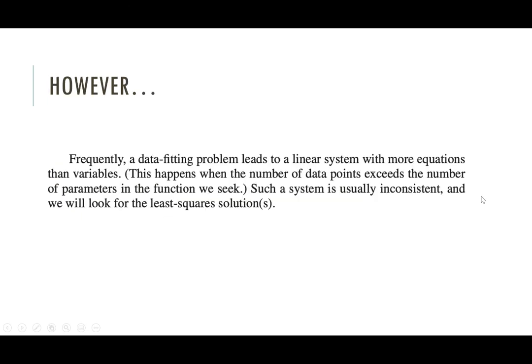But frequently, data fitting problems actually lead to a linear system with more equations than variables. Like, you have just tons of data points, and maybe you still want to fit it to a degree 3 polynomial, but now you have more than 4 points, and they're scattered all over the place, and no degree 3 polynomial is just going to hit them all. So such a system is usually going to be inconsistent, and so we'll be compelled to look for the least squares solution.